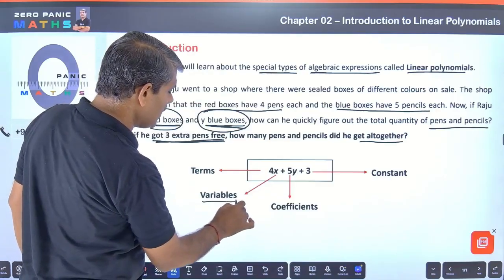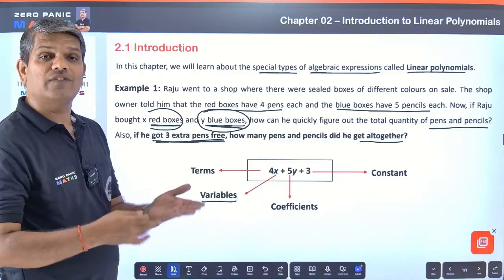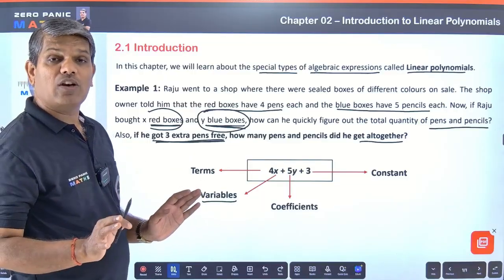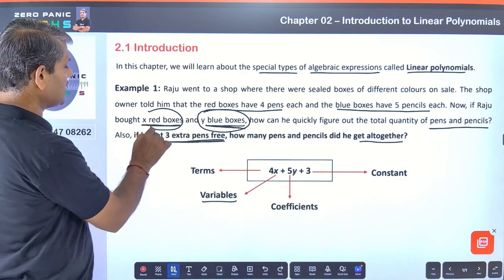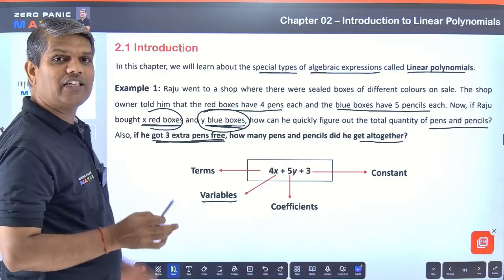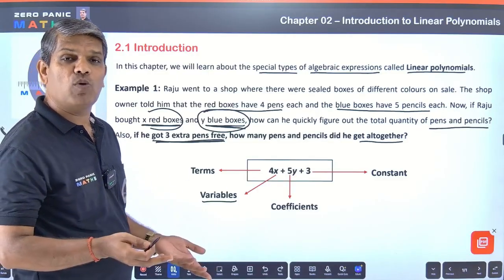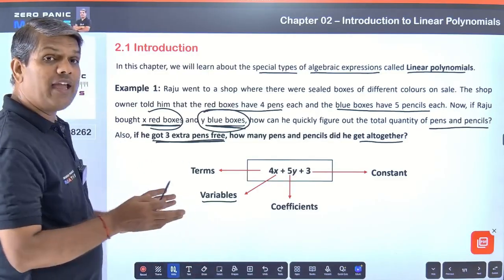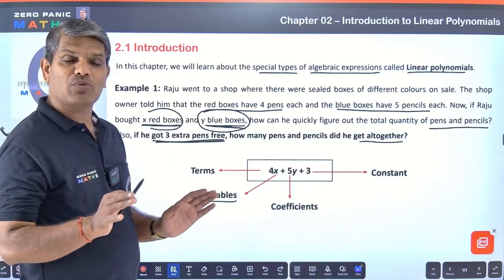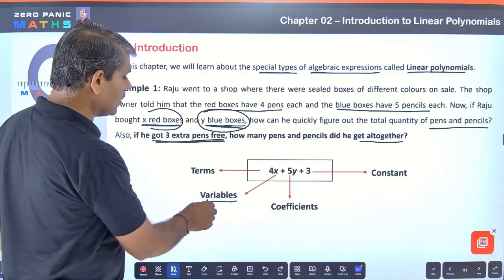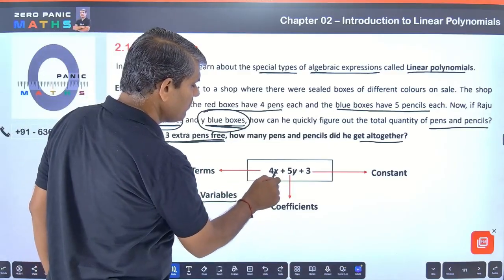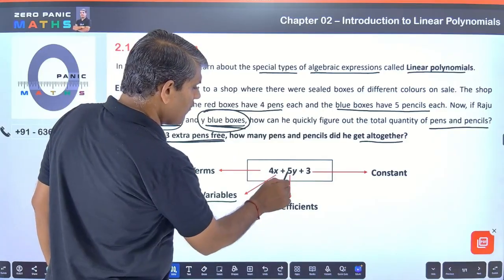They are called variables because the value of them may vary. Why are we calling x and y variables? Because those are general values. See, they are saying x red boxes, they are not saying 10 red boxes or 20 blue boxes. So x and y might take any value. That is why the values of x and y may vary, and that's why we call them variables. So in this expression, x and y are variables.